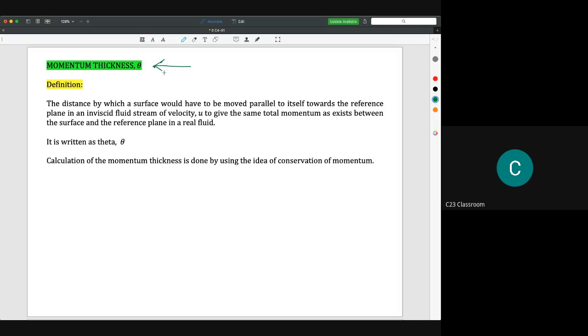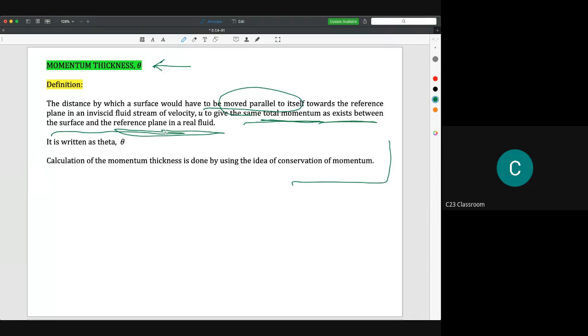So in simple words, previously with delta star, we made sure that our calculation fulfills the conservation of mass, and now with momentum thickness, we want to make sure that our calculation fulfills the conservation of momentum. Okay, so again, it carries the same idea. It's actually the surface that we need to move in the y direction to give the same total momentum as exists between the surface and the reference plane in a real fluid.